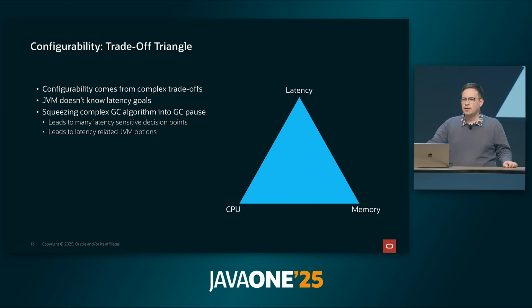Another primary thing is that you have this trade-off, and trade-offs tend to lead to JVM flags because the JVM doesn't really know what the user wants. In particular, when it comes to latency, it's really hard for the JVM to know what latency the user expects, and since we don't know, we sometimes need JVM flags. And especially when you have a stop the world collector and you have to squeeze a really complicated operation into a small amount of time in a stop the world operation, it can lead to some interesting decision points that are hard to answer without JVM flags.